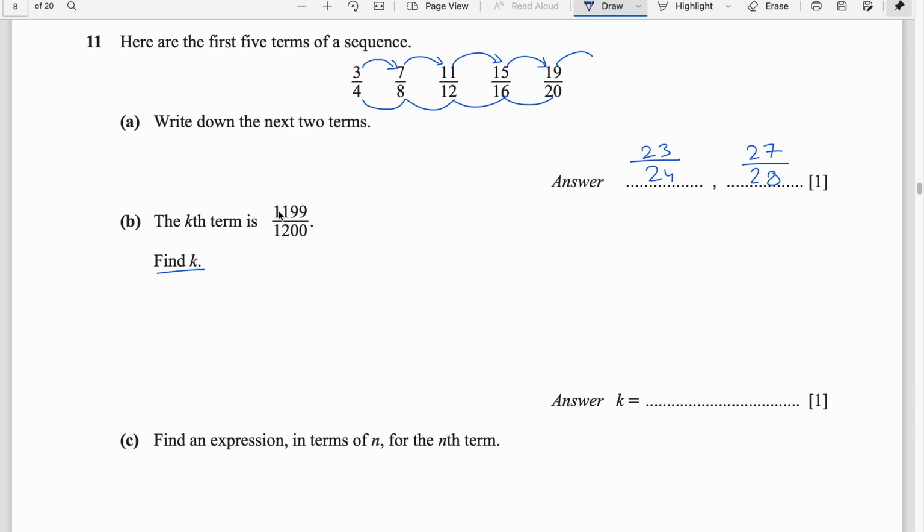The kth term is 1199 by 1200. Find k. So we know that in the denominator it is table of 4: 4, 8, 12, 16. 1200 by 4 is 300. So this is 300th term. Find an expression in terms of n for the nth term. In denominator it is clearly table of 4, so 4n, and numerator is each one of it is 1 less than the denominator. So 4n minus 1.